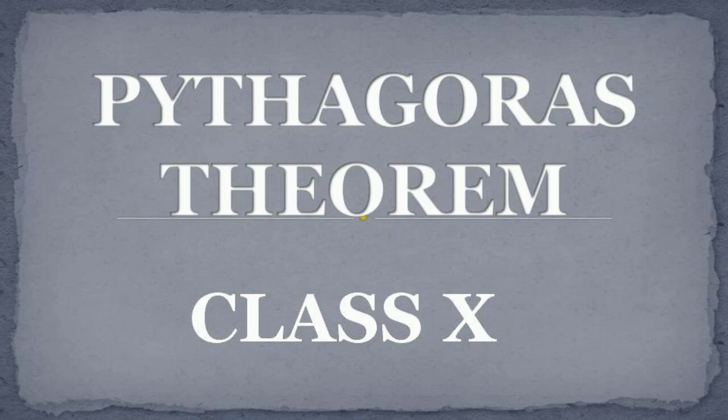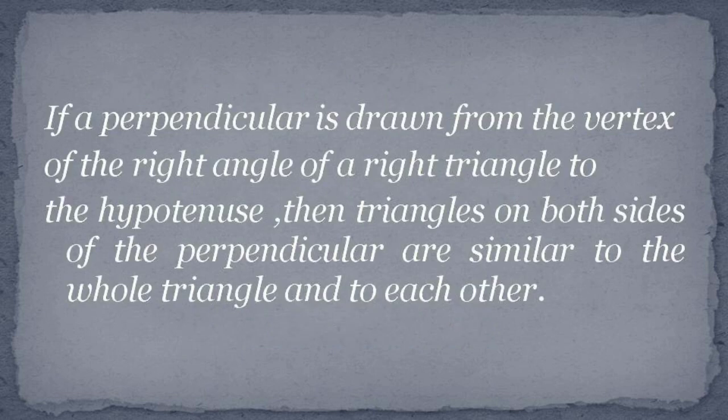Hello everyone. The topic for today is Pythagoras theorem from class 10. This is the statement, or you can say a theorem, which is going to help us prove Pythagoras. It says, if a perpendicular is drawn from the vertex of the right angle of a right triangle to the hypotenuse, then the triangles on both sides of the perpendicular are similar to the whole triangle and to each other. This result would help us to prove Pythagoras.